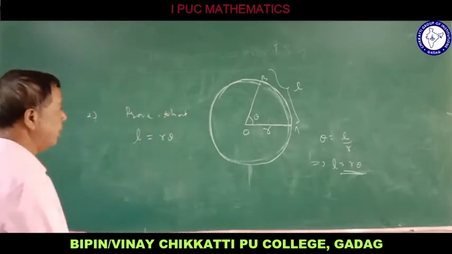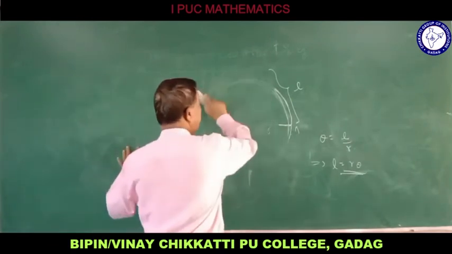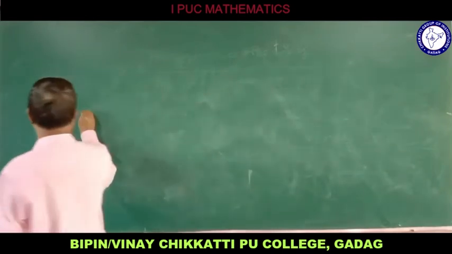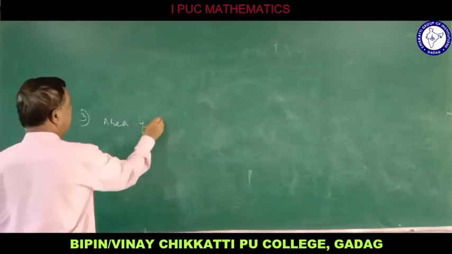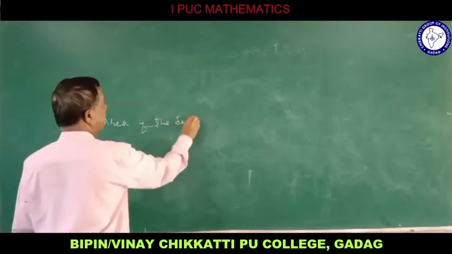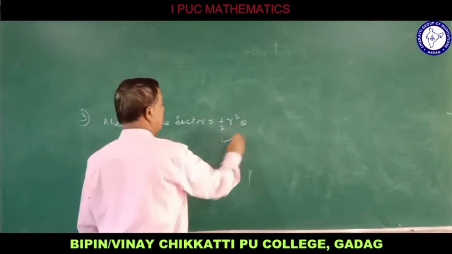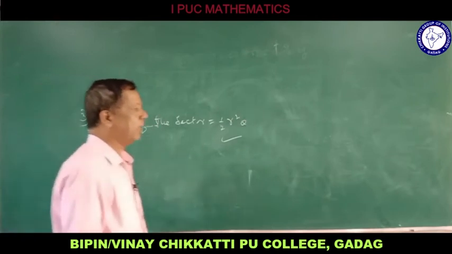Now I am going to explain the area of the sector, with the usual notation. The area of the sector is equal to 1 upon 2 r square theta. With the usual notation, r is the radius of the circle and theta is the angle subtended.